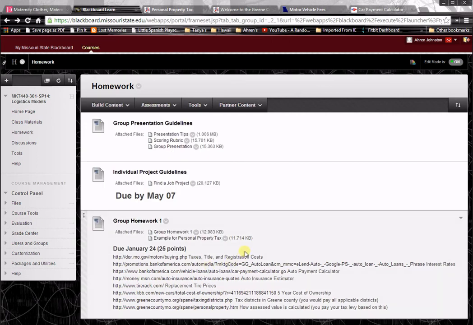The next file is just an example of personal property tax. A couple of formulas. Basically, you're going to take the market value of the car and divide it by 3 to find an assessed value. Divide that assessed value by 100, and then multiply the result times your tax rate. It shows an example for someone living in Greene County or MSU, about a 5.34, I think is the tax rate, or 5.23. So you can look at that also.